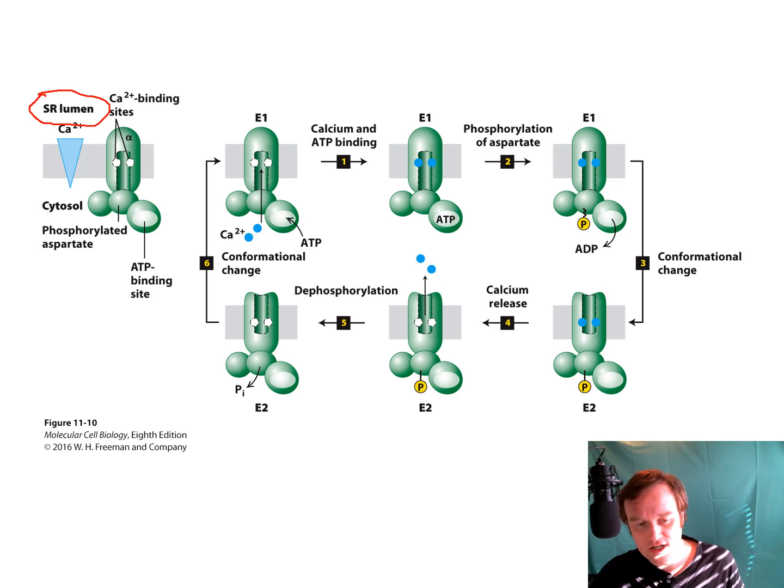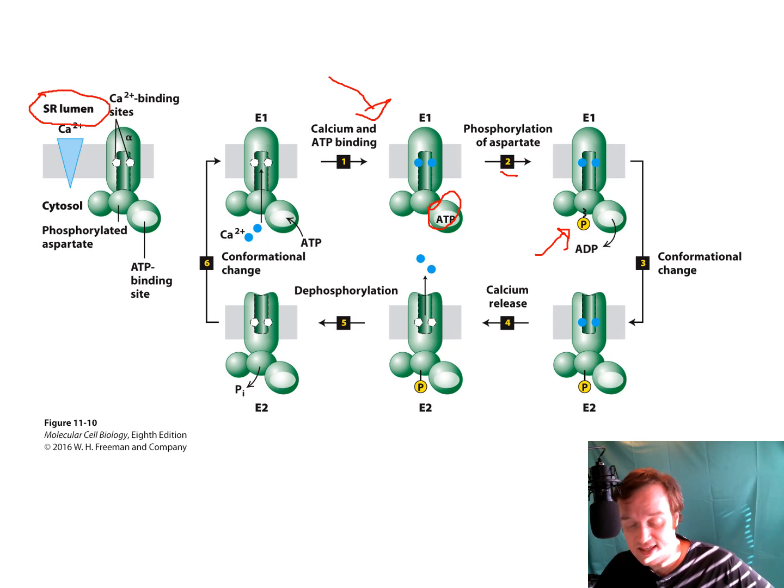In step 1 here, ATP, let me label step 1, ATP binds to this nucleotide binding site on the pump's cytosolic surface. So that's right down inside the cell right there. And step 2 is the ATP hydrolysis of ATP to ADP and phosphate group. That phosphate is transferred to a specific aspartate residue, which is not really shown, but you can see the phosphate group there. And this forms the E1P high energy bond.